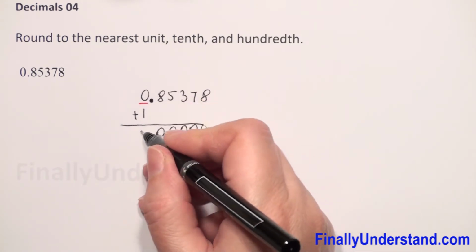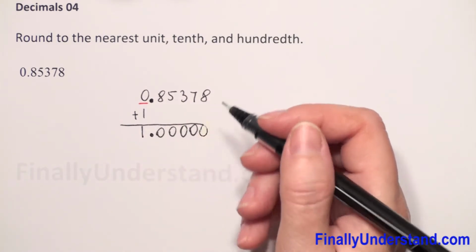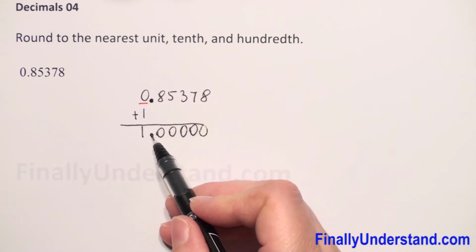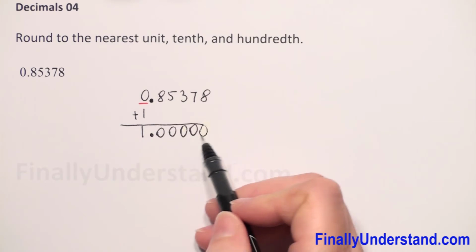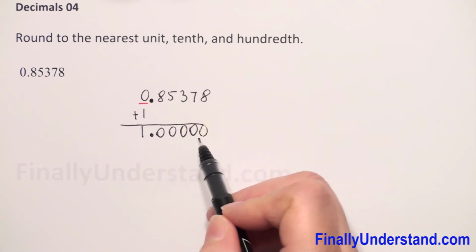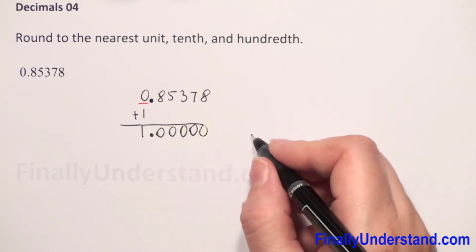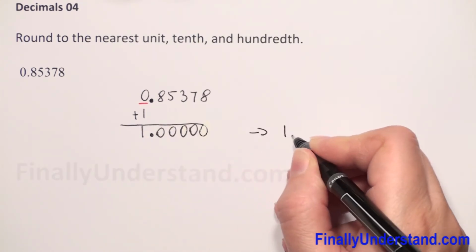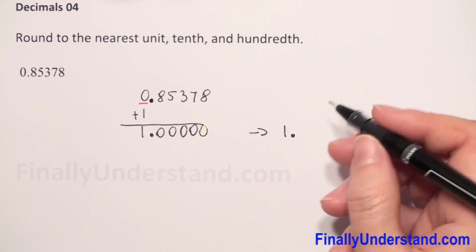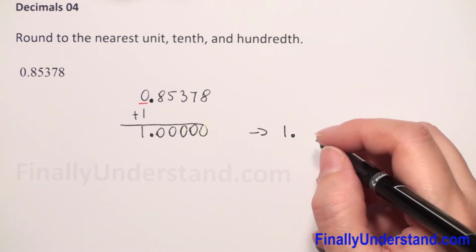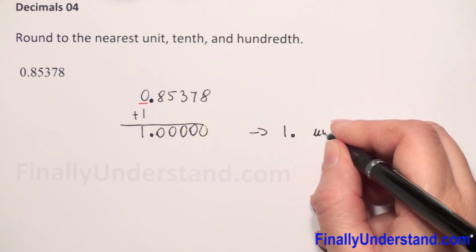0 plus 1 is 1. And next, we have zeros after the decimal point. We don't need to write the zeros because it doesn't change the value of our number. This is still 1. So we can write that this is 1 and a decimal point if you want. This is our rounding to the nearest unit.